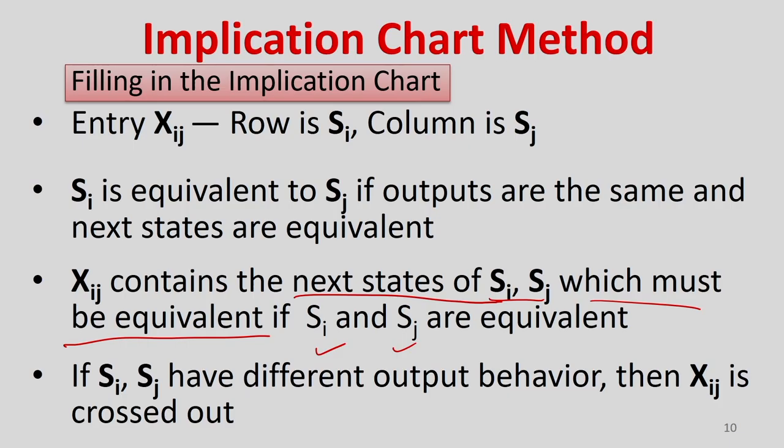Okay. So, if S I S j have different output behavior, then x I j is crossed out, which means that they are not compatible, we cannot merge them into a single state. Okay. So, if S I S j have different output behaviors or next state behavior, then x I j is crossed out. So, let us look at it from the example.